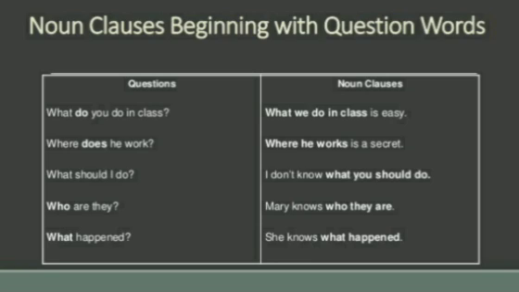Noun clauses beginning with a question word. What do you do in class? What we do in class is easy. If the question is like, where does he work, how will we use it in a noun clause? Where he works is a secret. What should I do? I don't know what you should do. Who are they? Mary knows who they are. What happened? She knows what happened.